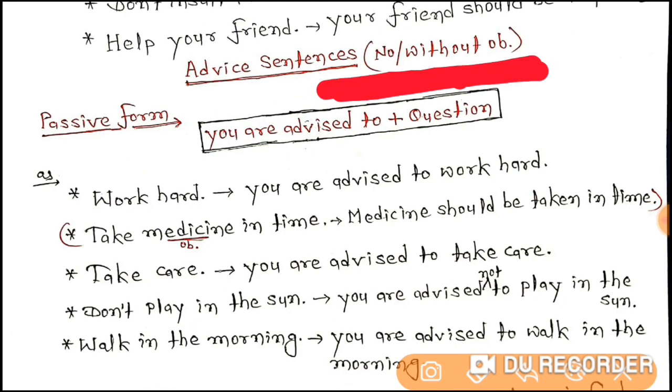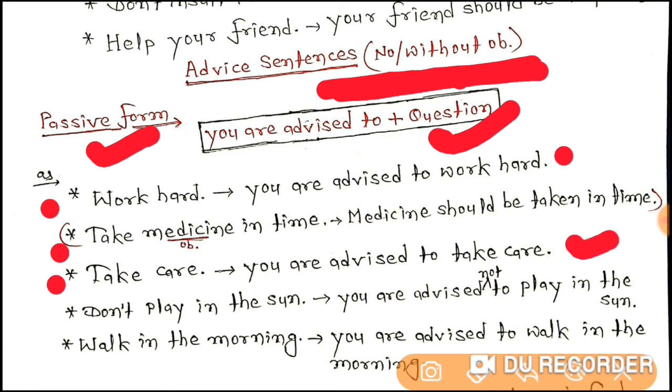Now we have to understand advice sentences not having object. So your formula is what? You are advised to, and then the very same question you have to use. So the first example is what? Work hard. So you are advised to work hard. Take medicine in time. Medicine should be taken in time. Take care. You are advised to take care.